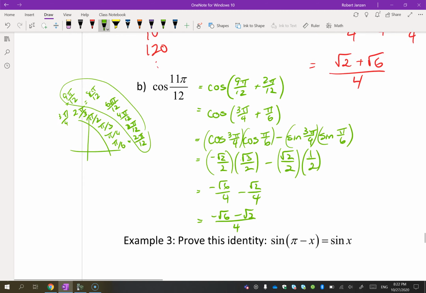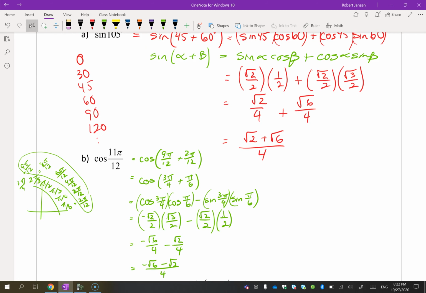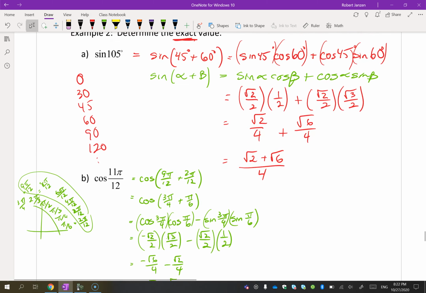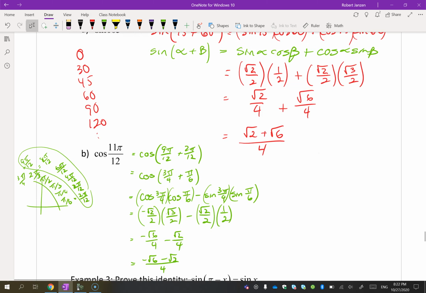Okay, pretty tricky questions. These questions are all the same. We have 6 different formulas, so we could be using any one of those 6 to determine a solution here for these exact values. Okay, I would expect at least one of those on the test.